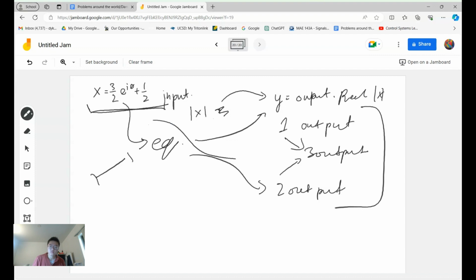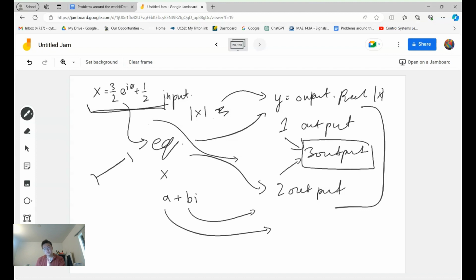Now, if you were to do this path, what would you get? Now, this is purely plugging in x. You would get a plus bi. Bi could be something and a could be something, so there's two outputs. Therefore, you have three outputs. For one input, you have three different outputs.